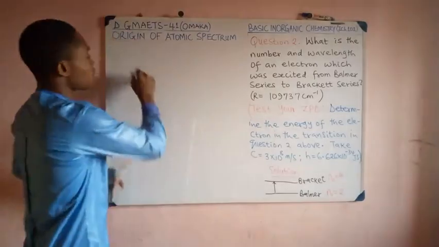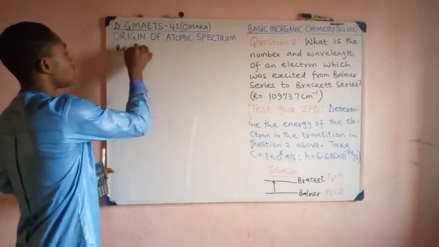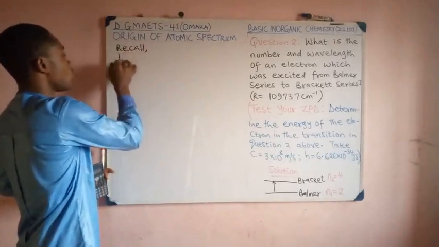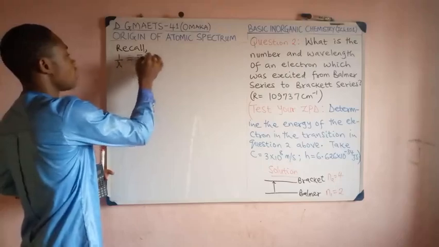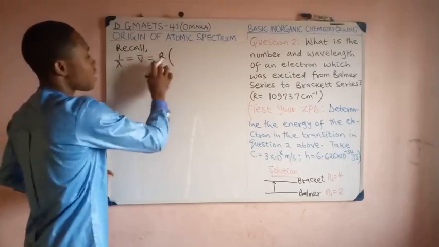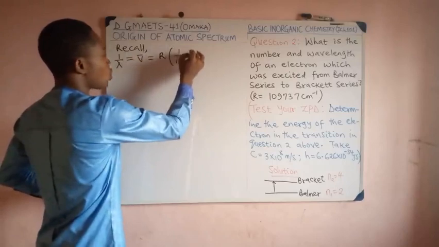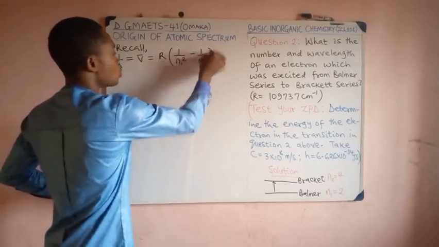So having said that, we're going to recall the Rydberg equation that 1 over lambda, which is the wave number, is equal to the Rydberg constant times 1 over n1 squared minus 1 over n2 squared.